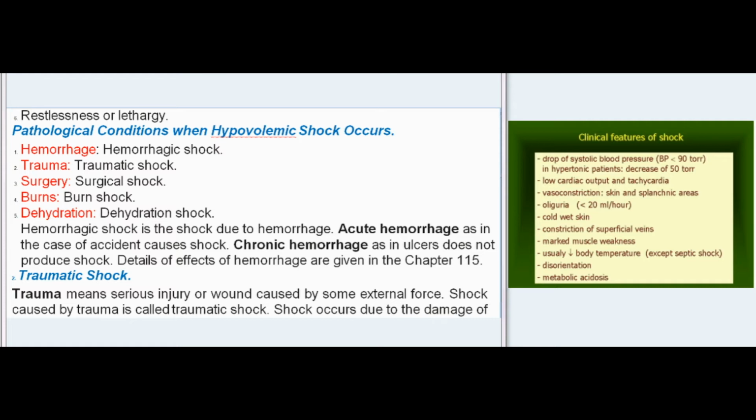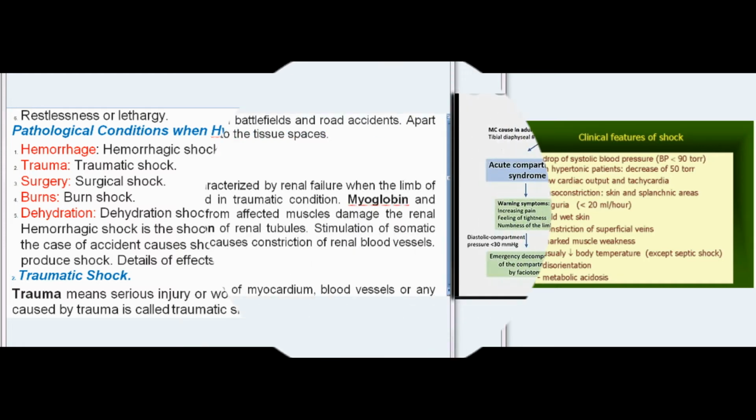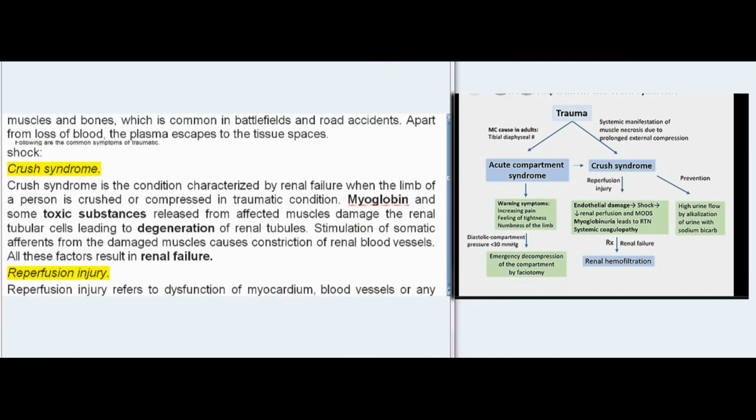Traumatic shock. Trauma means serious injury or wound caused by some external force. Shock caused by trauma is called traumatic shock. Shock occurs due to the damage of muscles and bones, which is common in battlefields and road accidents. Apart from loss of blood, the plasma escapes to the tissue spaces. Following are the common symptoms of traumatic shock.